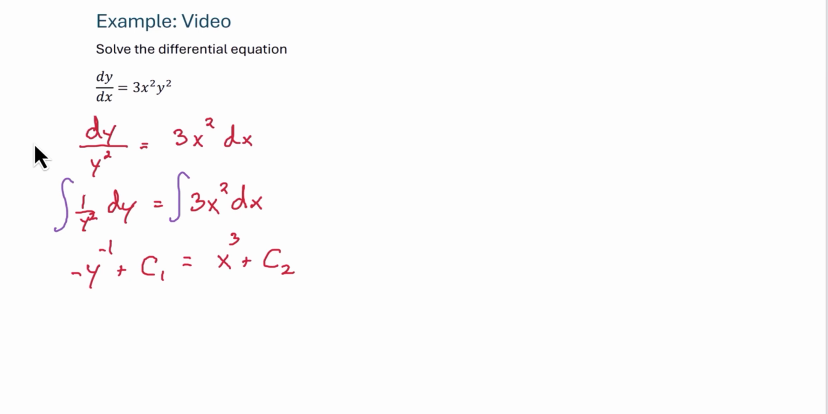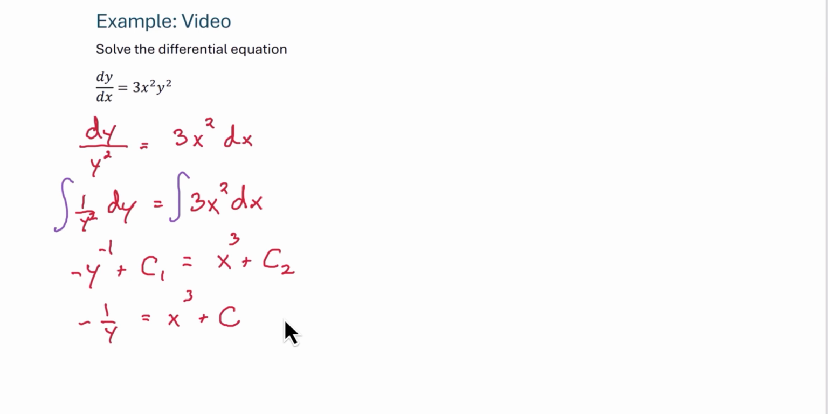Next, I'm going to just rewrite that first term as negative 1 over y. And typically, I'm not going to have these two constants because we can combine them into a single constant. So in the future, I'm just going to do that on the right side and call that right side constant c. These are, again, just two arbitrary constants. We're going to combine them into a single constant, so I will not show this step every time. I'll just put the c's on the right side in the future.